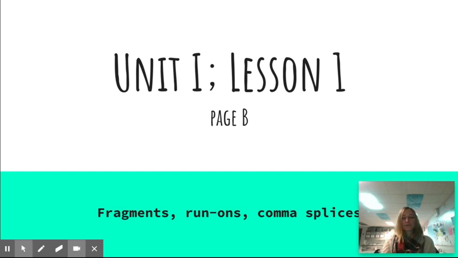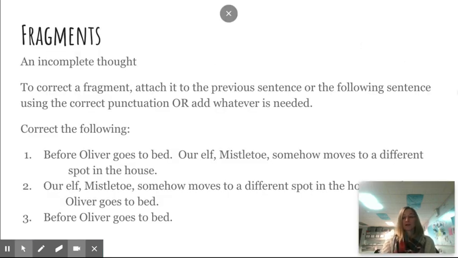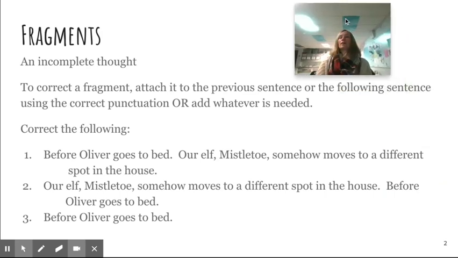But don't overthink it. Okay, fragments basically are just incomplete thoughts. They're also called dependent because they depend on something else for them to make sense. So if you were to go into number 1 here, it says, before Oliver goes to bed. And then it says our elf mistletoe somehow moves to a different spot in the house. So what you're looking for in those two groups of words would be a fragment. What doesn't make sense? What needs more for it to make sense? And when you hear it out loud, and sometimes that's what you need to do, you need to listen to it out loud. You can tell that before Oliver goes to bed needs something else.